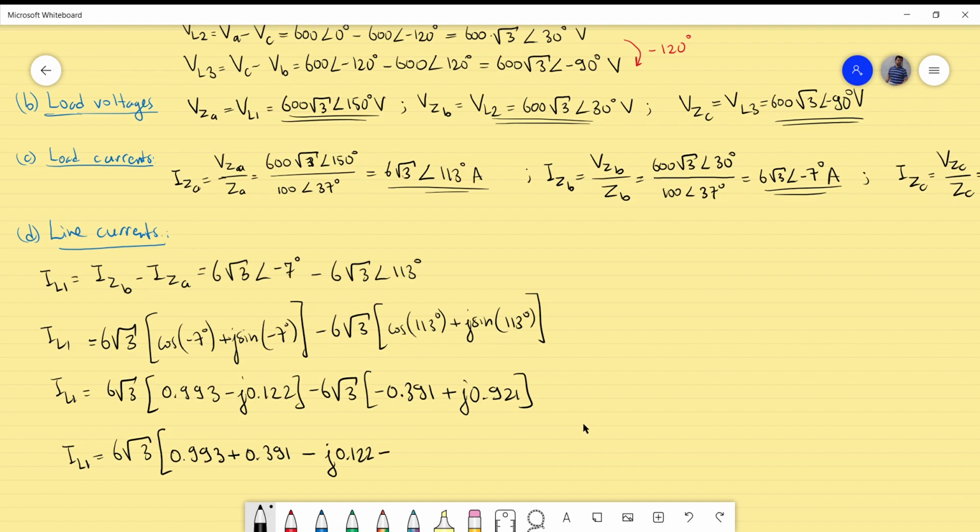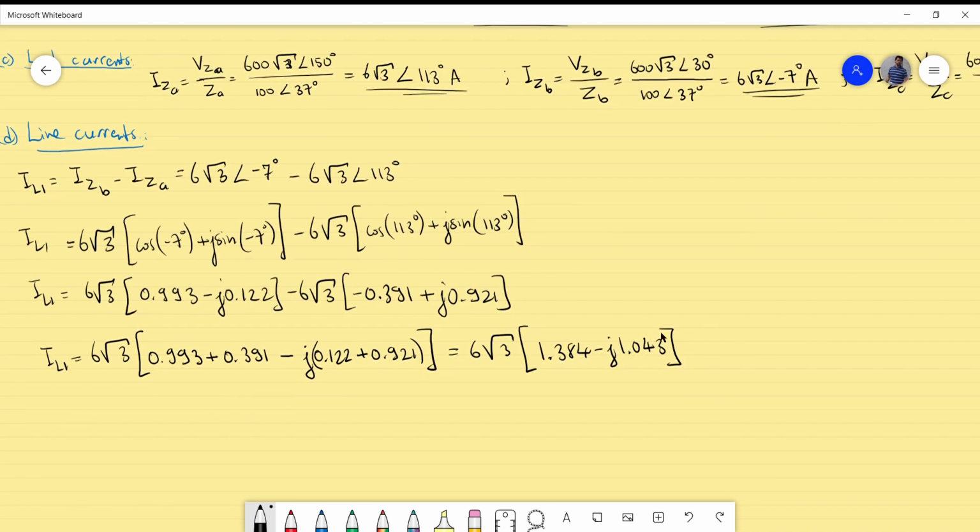So minus or plus, if you take that in brackets, so I have the following expression, and if you simplify this, to just one real part and one imaginary part, what you get is 1.384 minus j 1.043. Now if you convert this rectangular expression to the polar expression, and calculate the amplitude, of course, and the phase, you will have the following.